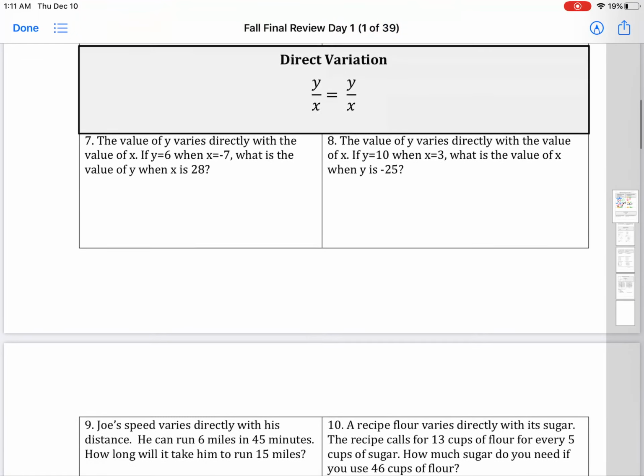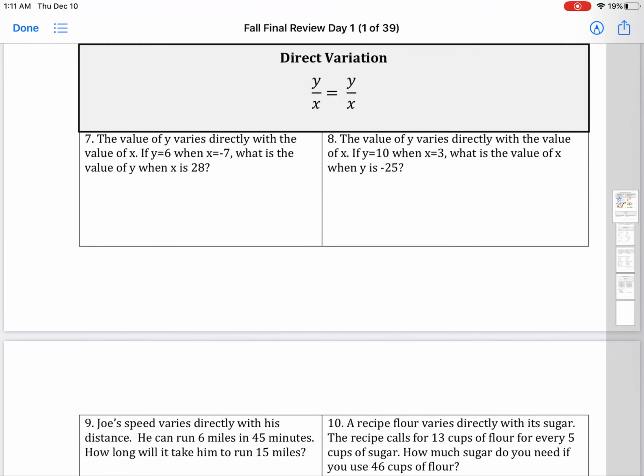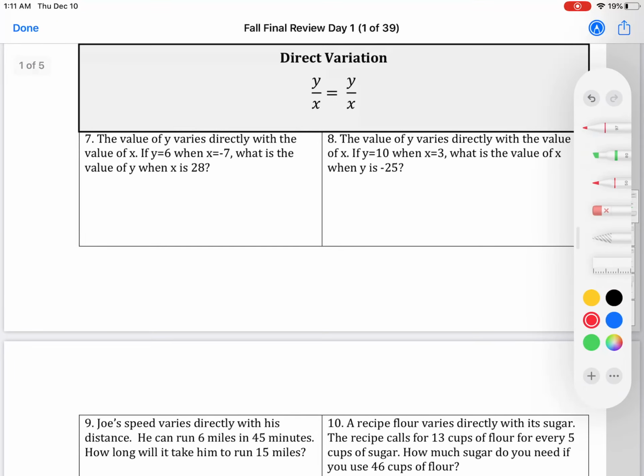So now we move on to the next piece. My next piece is called direct variation. Some of you guys learned this week. Some of you guys learned this months ago. Some of you don't remember how to do it, and some of you do remember how to do it. So what this means is if you ever see the phrase varies directly, we need to set up this proportion.